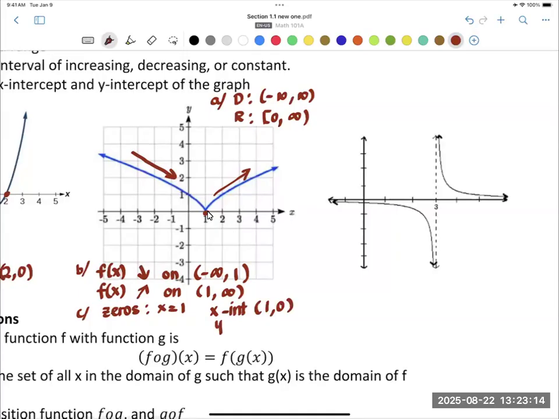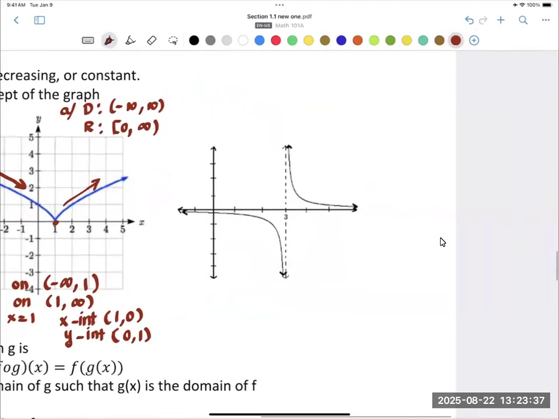How about the y-intercept? The y-intercept is on the y-axis, the point that gives you x equal to 0. On the y-axis, the only point is also at 1. So x is 0, y is 1. Okay, so this is the x-intercept and y-intercept of this graph. Now take a look at the third one.